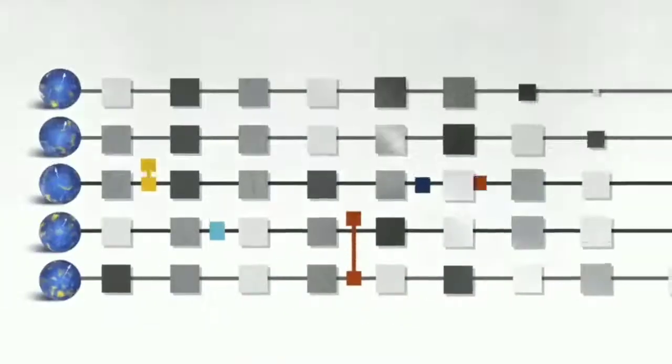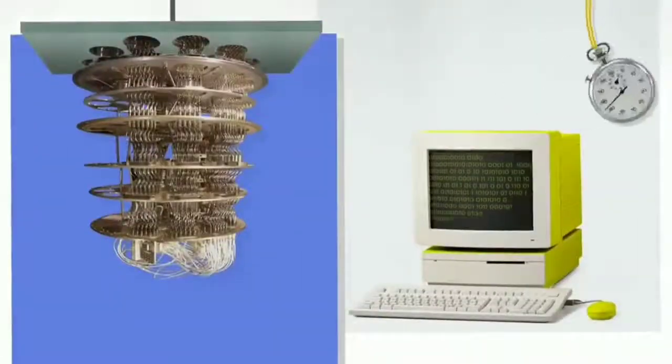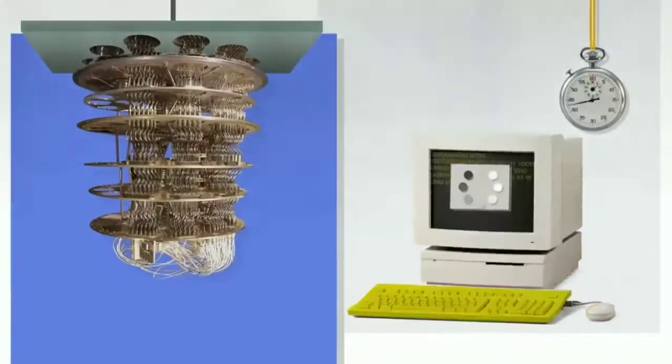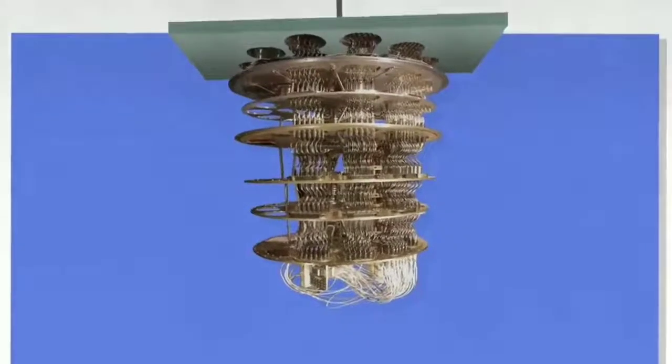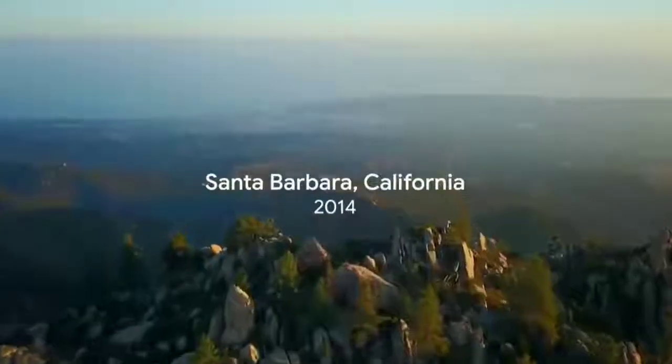We gradually increase the complexity of that circuit. At some point, it becomes completely impossible for the classical computer to keep up. Then we say we've achieved quantum supremacy.